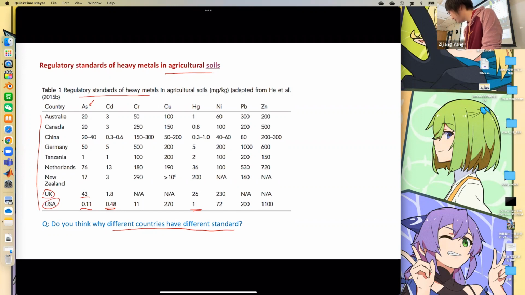Maybe because it's so high, everybody just has to kind of comply. Oh yeah, I think because the UK is a traditional industrial country, it may have a relatively high amount of pollutants on average. So yeah, I think that works. Do you guys have any other ideas?